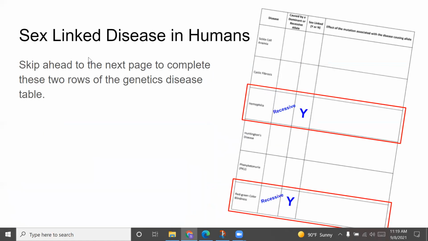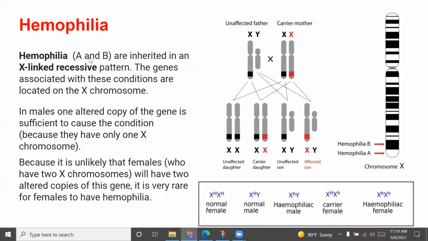So we have this section to go back to, and we'll do that. We got 10 minutes. Okay. Hemophilia. You guys were all like, you skipped this one. Why did you skip this one? Well, here we are. Back to this table.